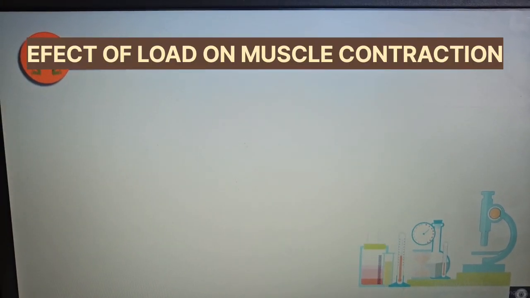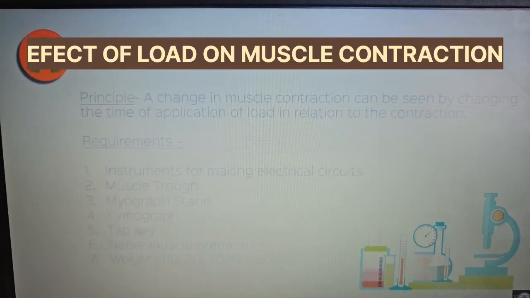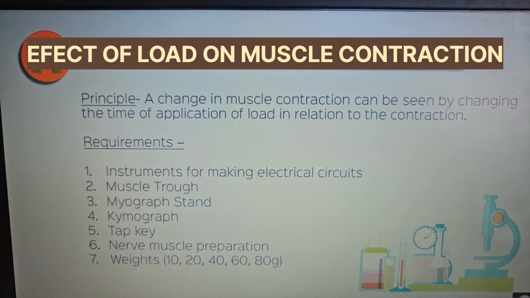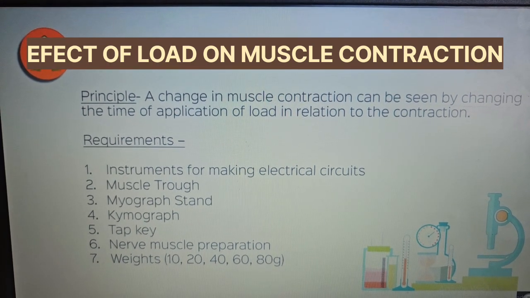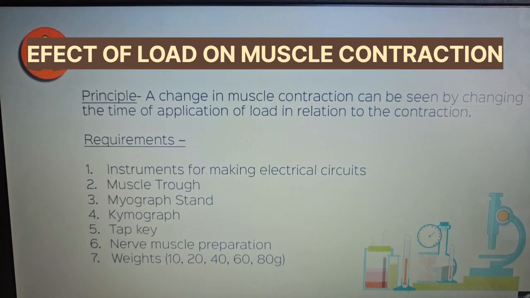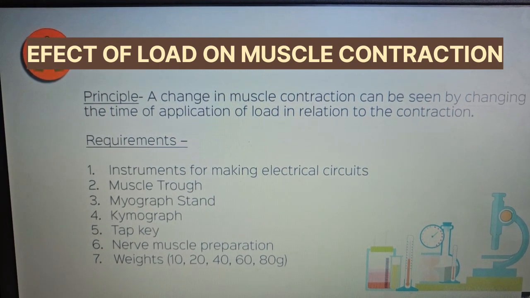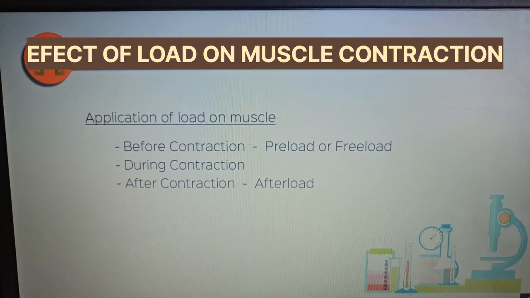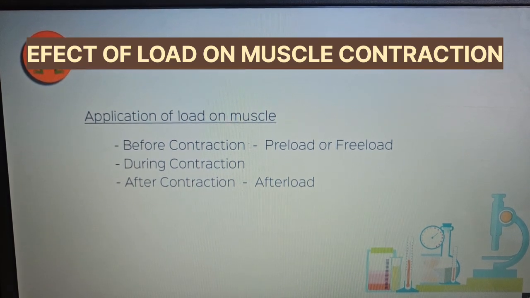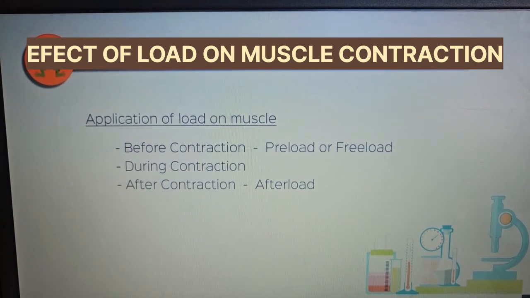Effect of load on muscle contraction. Principle: a change in muscle contraction can be seen by changing the time of application of load in relation to contraction. In this experiment, we study the effect of application of load on muscle contraction.